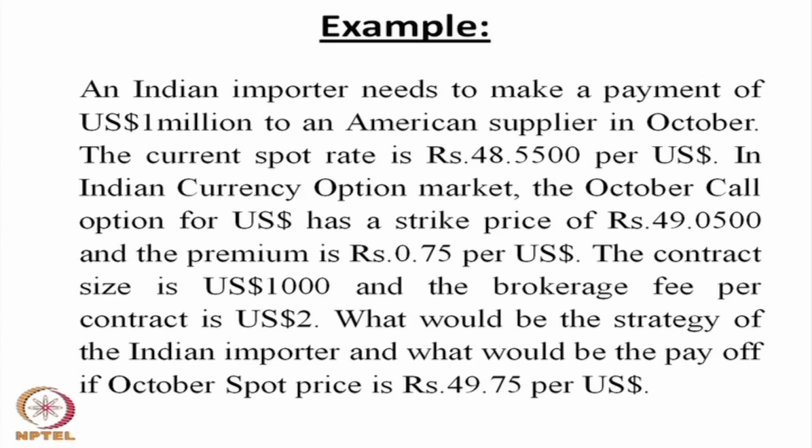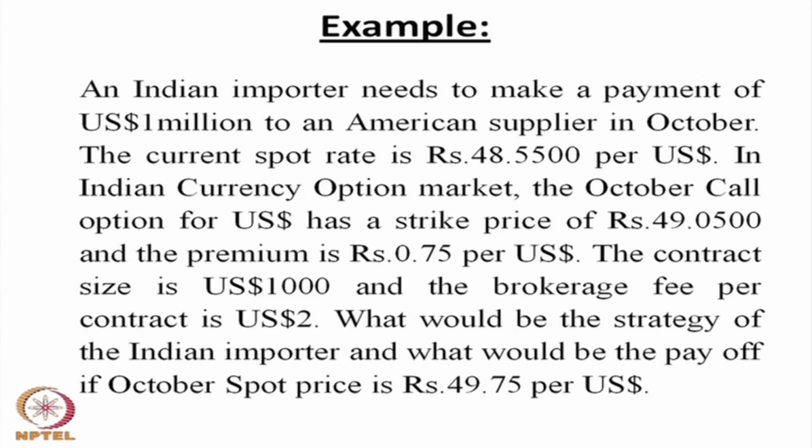What are the variables given to us? It is an importer, he needs $1 million in the month of October. The current price of the dollar is 48.55, the dollar is appreciating, the rupee is depreciating. So the importer needs to pay more rupees per dollar, so he wants to immunize his position. He has gone to the foreign currency market, that is the options market in India. He saw October call options, because he needs dollars, he wants to purchase dollars. So he has to purchase call options.